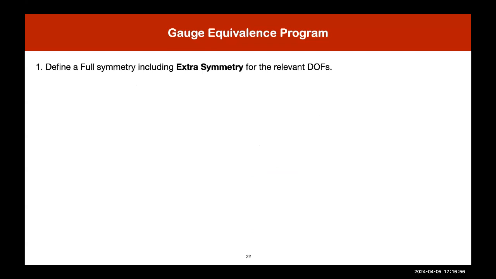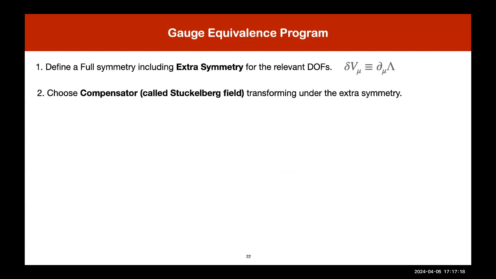First, we need to define a full symmetry, including some extra symmetry for the relevant field degree of freedom. So let's say I would like to add some symmetry of that vector particle with respect to some scalar gauge functions. And then we need to choose some compensator. The compensator is a field that can compensate the remnant gauge transformation of the other fields. For example, we can consider some scalar field A, and then the A will transform in this way.